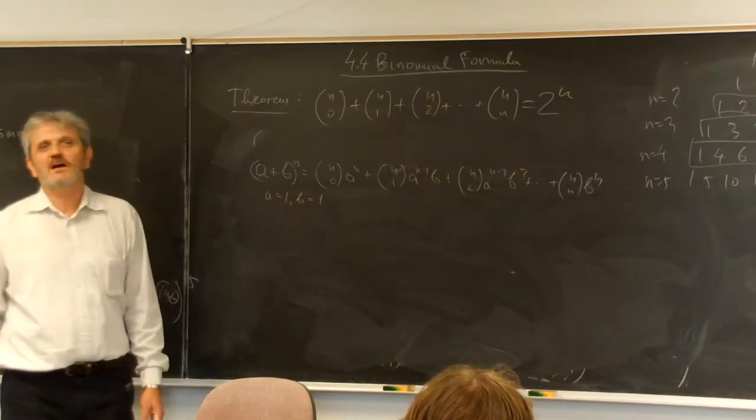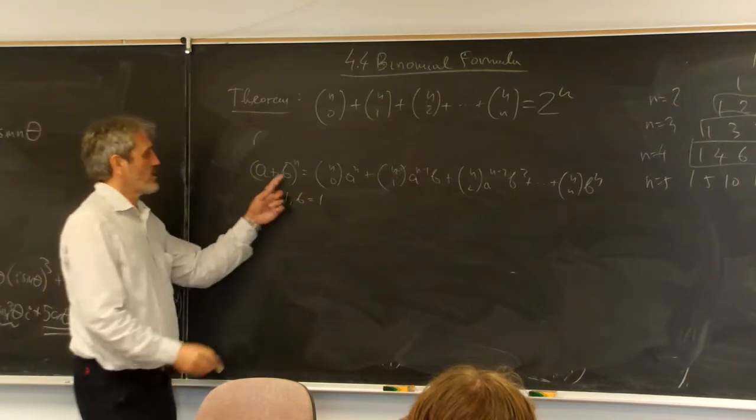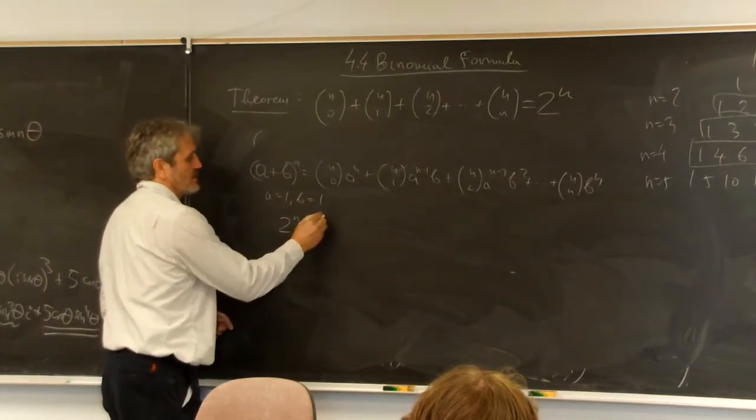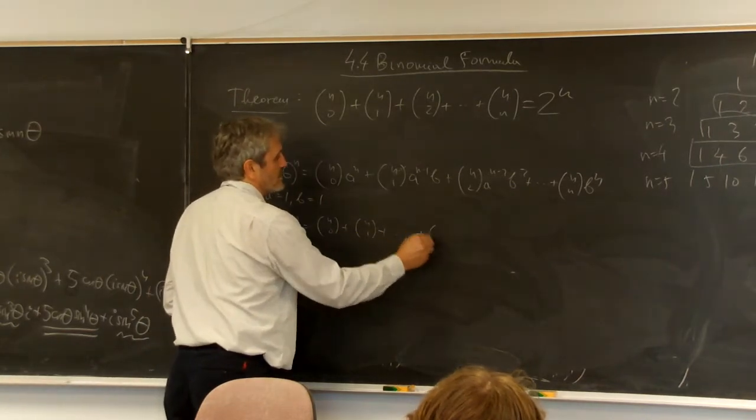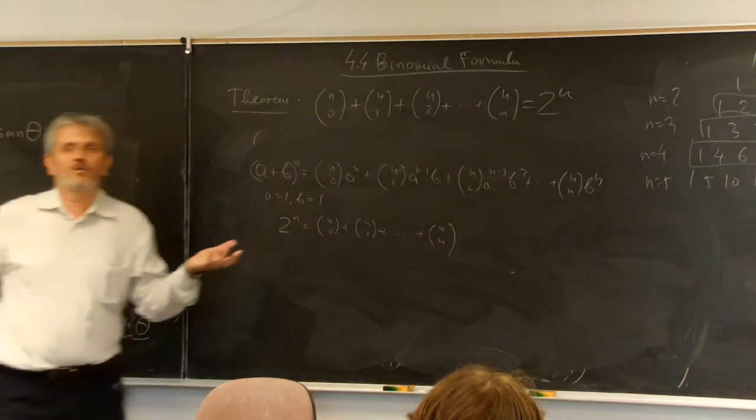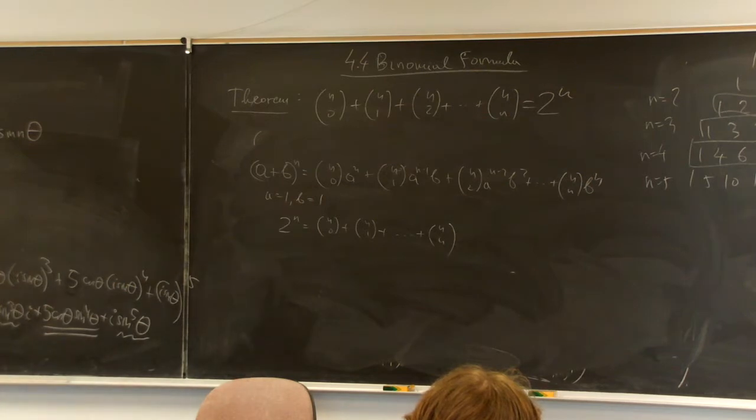So what do we get on the left side? 2 to the n. 1 and 1 is 2, so we get 2 to the n equals n choose 0 plus n choose 1, and so on. Was it an easy proof? Yes. Now the question: give me the modeling reason.